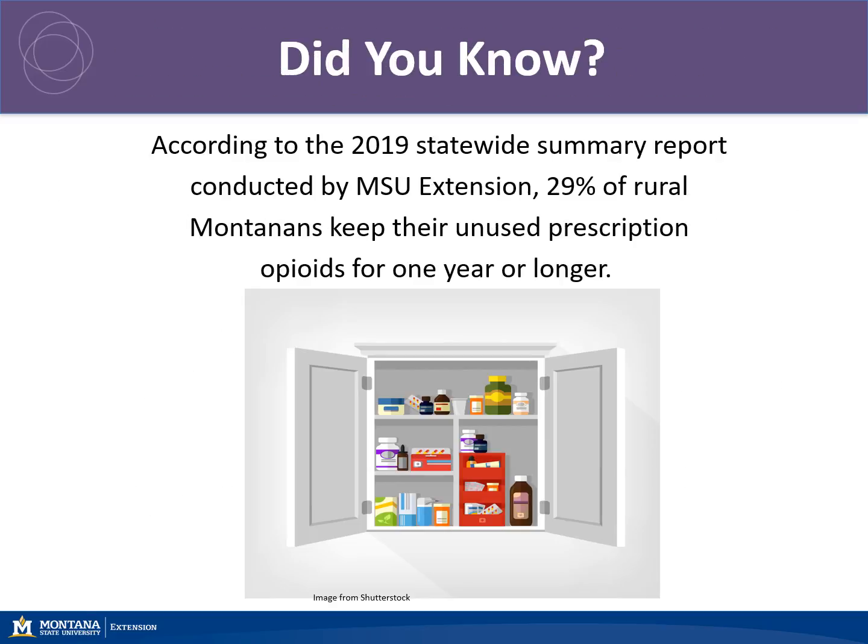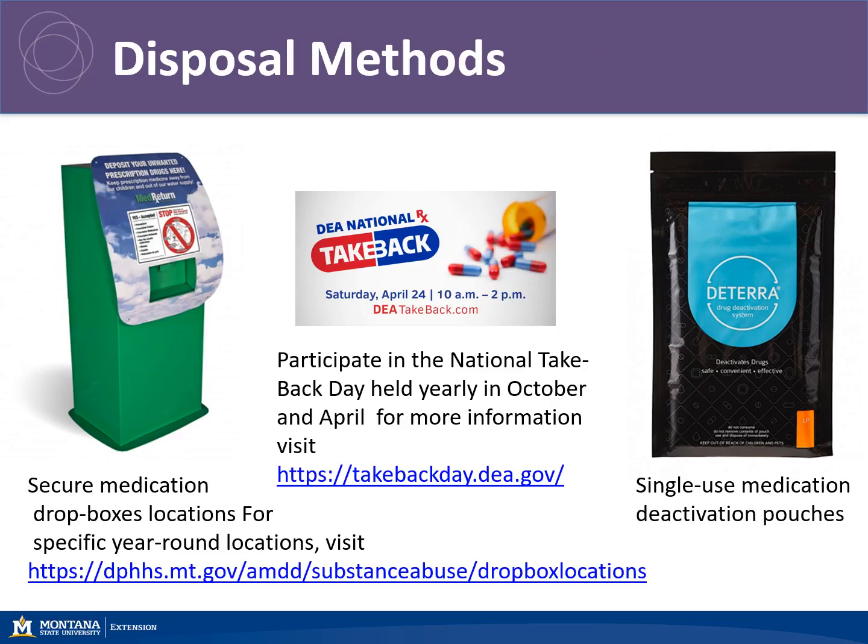According to the 2019 statewide summary report conducted by MSU Extension, 29% of rural Montanans keep their unused prescription opioids for 1 year or longer. To help get unused prescription opioids out of homes, you can find a drop box location site near you by visiting the Department of Health and Human Services montana.gov link provided to you on the slide. If there is not a year-round location site near you, you may also visit the National Take-Back Day website at dea.gov in October and April to find a participating collection site in your area.